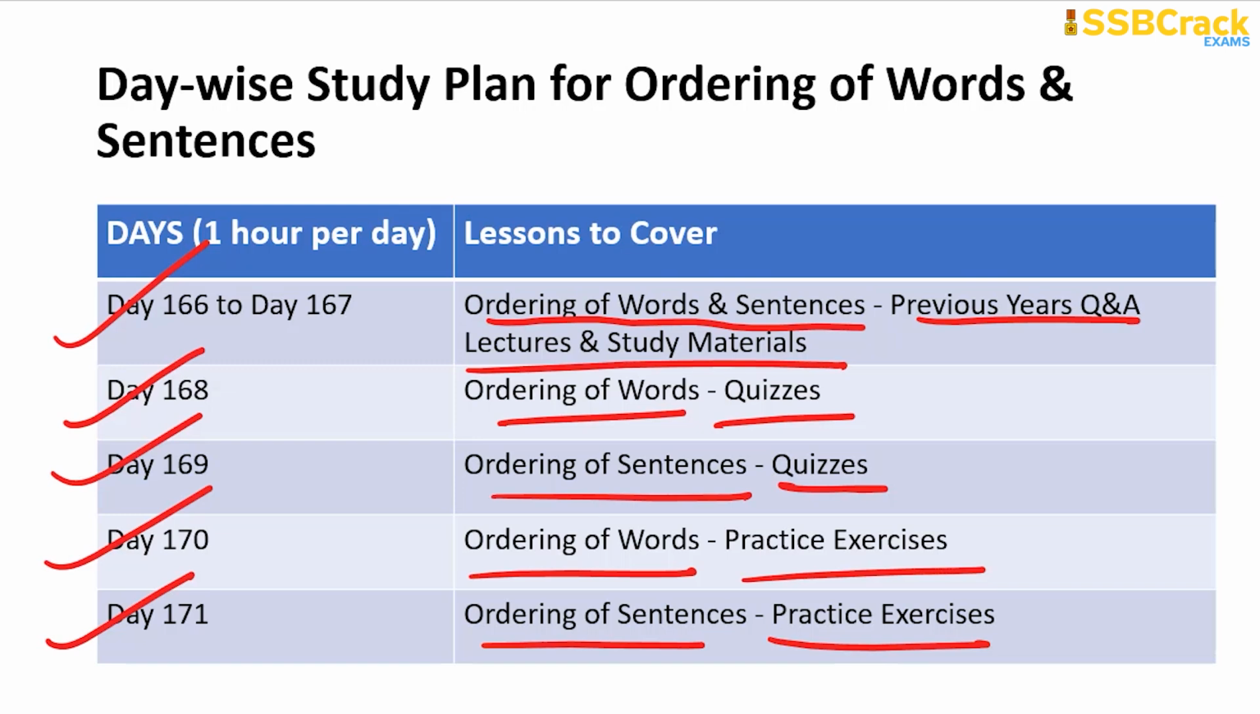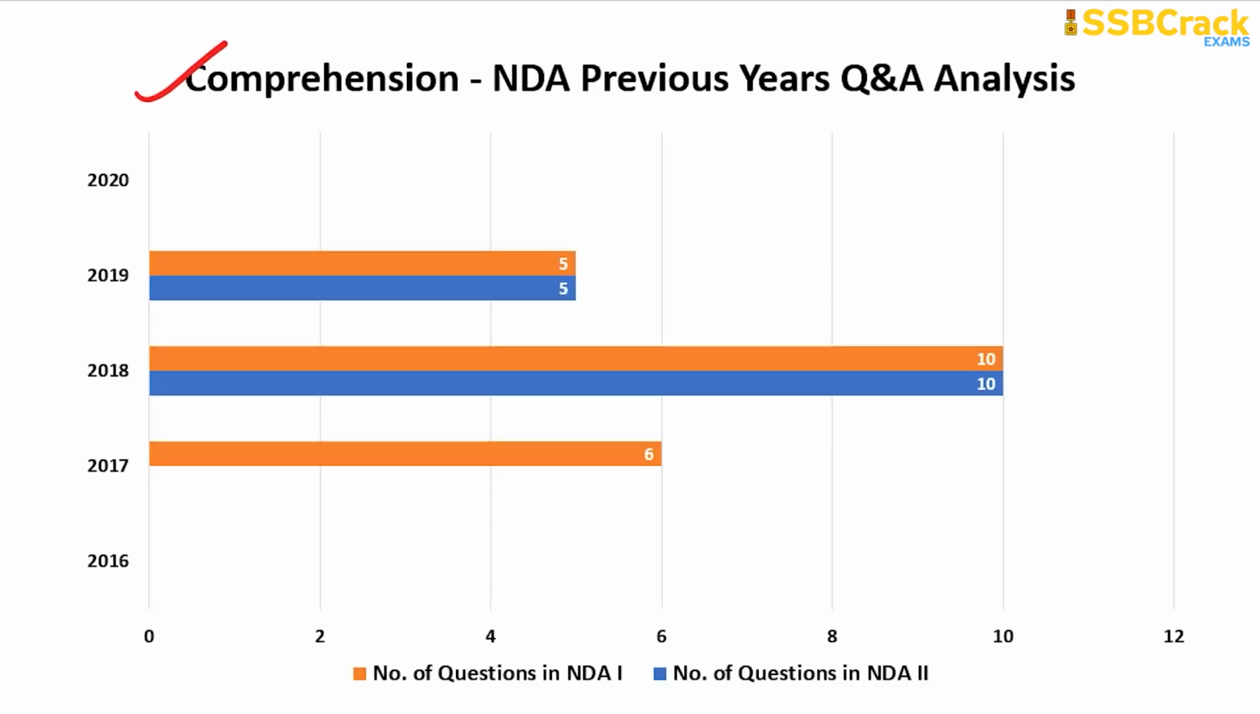Okay, coming to the last topic, which is comprehension. Now again, though comprehension has been stably appearing in the NDA question paper, in NDA 1 and 2 2020, no questions came from comprehension. Though 5 questions came from this topic in both NDA 1 and 2 2019, 10 questions came from this topic in both NDA 1 and 2 2018, and again 6 questions came from this topic in NDA 1 2017, but not in NDA 1 and 2 2016 or NDA 2 2017.